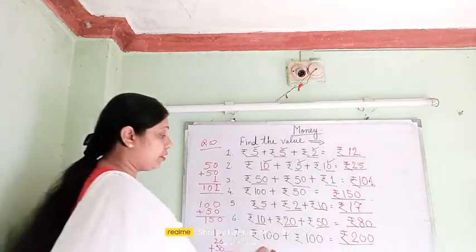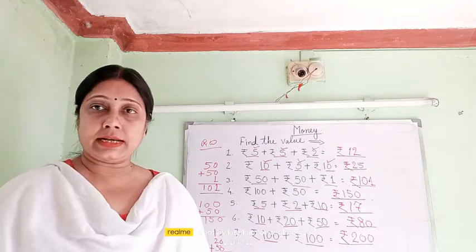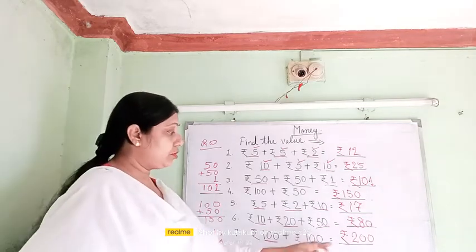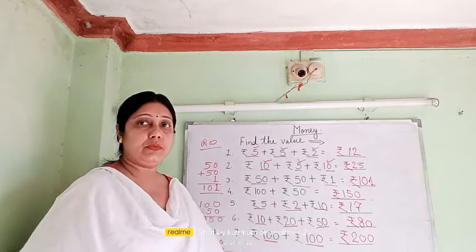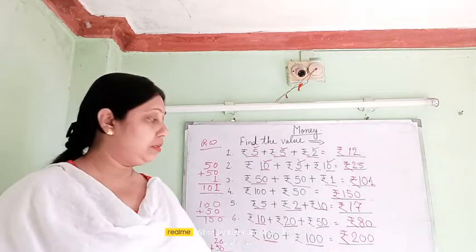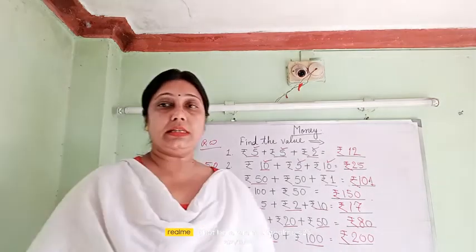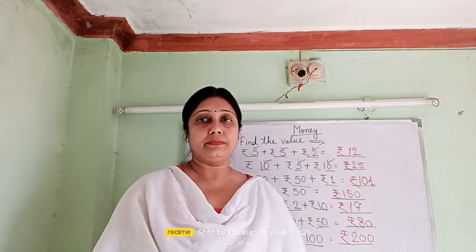You can do the rough work also. See, 100 plus 100. You can add it up. 0, 0, 2 zeros, and 1 plus 1 will become 2. So easy. Only put zeros after the numbers and you only add the numbers. So easily you can add 2-digit numbers or 3-digit numbers.